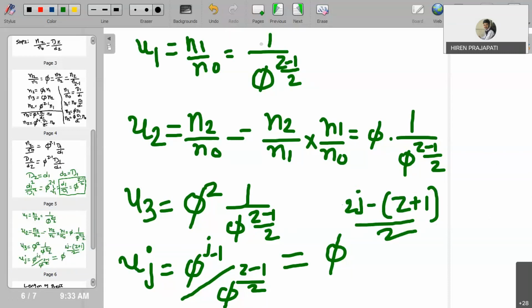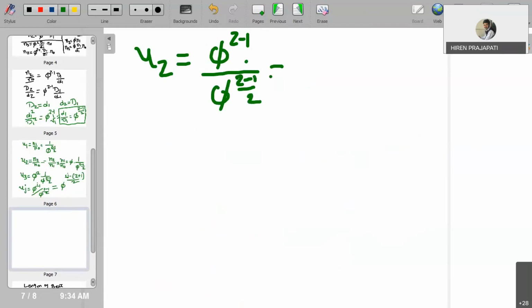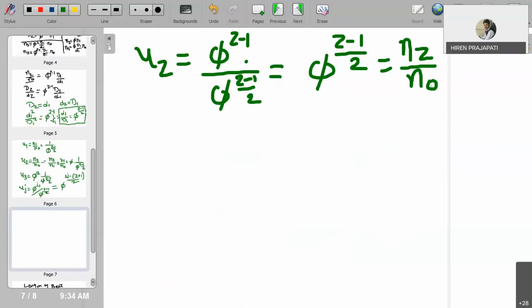Now similarly, if I want to write the transmission ratio for the maximum possible speed, which is nothing but uz, then this equals phi to the power z minus 1 into phi to the power minus (z minus 1) by 2. Then we will get phi to the power (z minus 1) by 2. Right? So this is for uz, and this is nothing but the output speed to input speed ratio. So the output speed is the maximum possible speed nz divided by the input speed, which is constant, n0. It means it is the motor speed if you directly couple the gearbox with the motor shaft. So this is what we got finally.